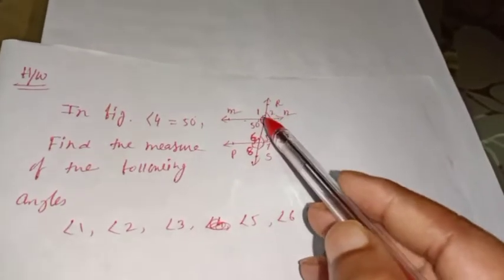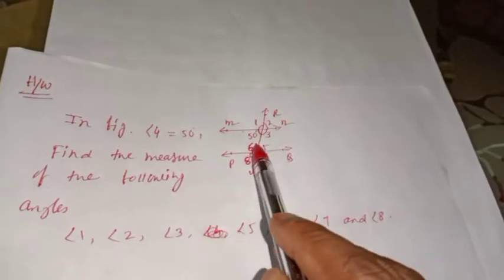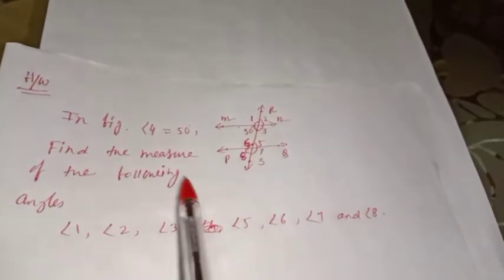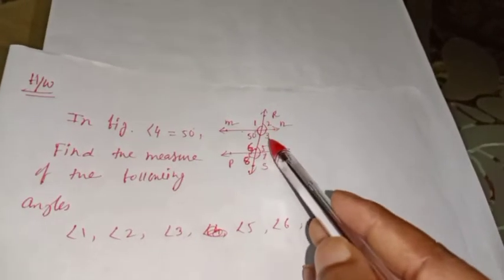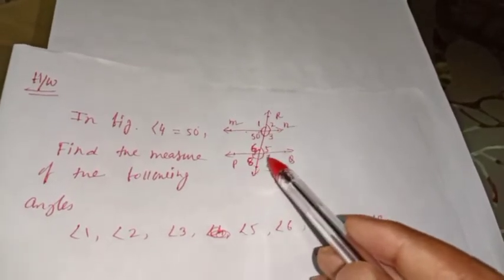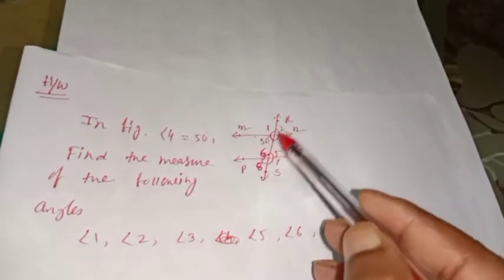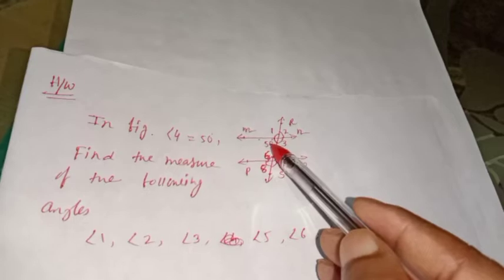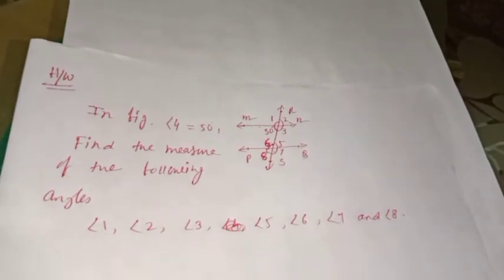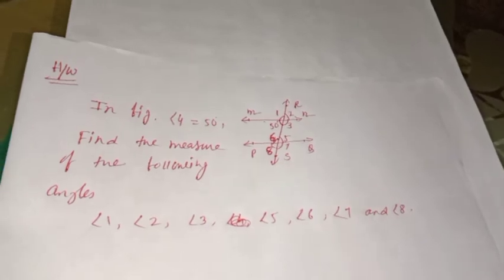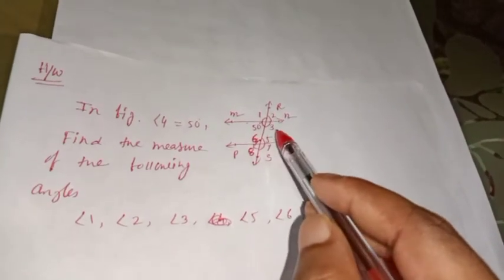Now you need to find the measures. In the figure, angle 4 is 50 degrees. Find the measure of the following angles: 1, 2, 3, 5, 6, 7, 8. For example, suppose this is 50 degrees, then angle 2 is also 50 degrees. Why? Because they are vertically opposite angles. This is just one hint. I don't want to give you more hints. Please try and find out the other angles.